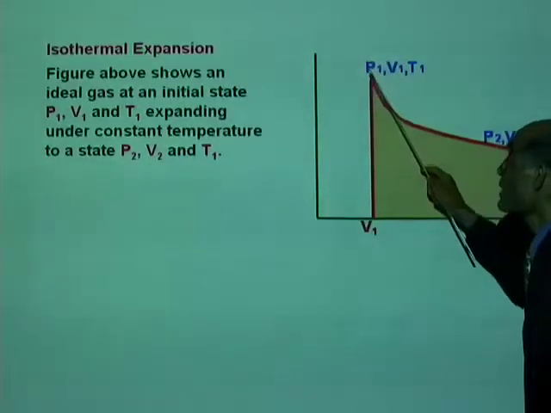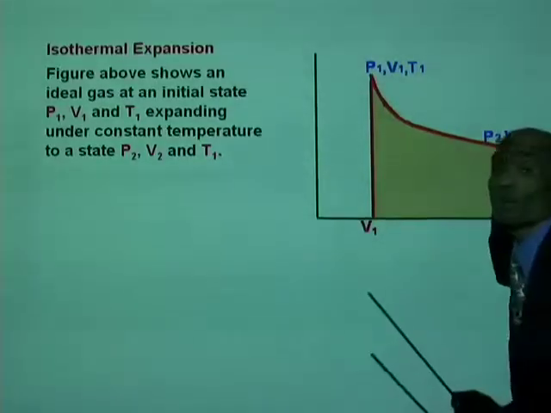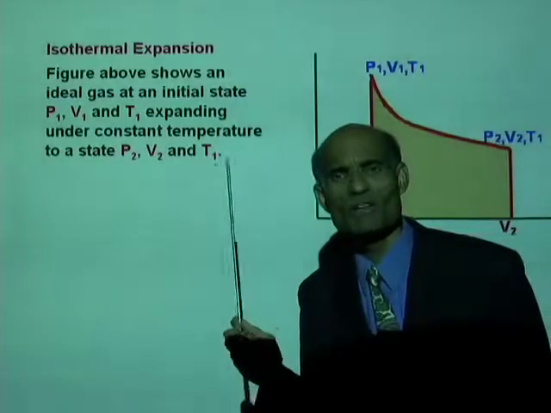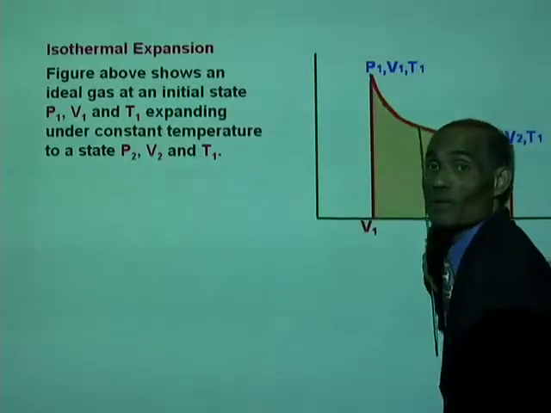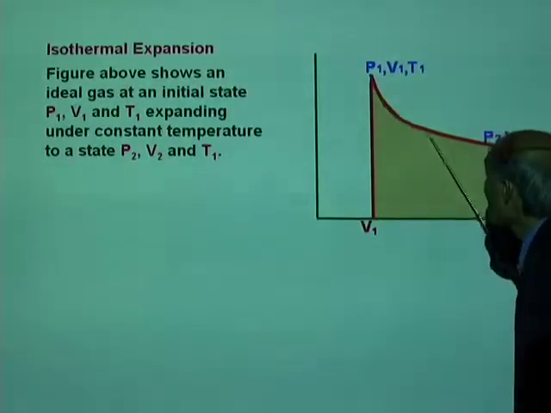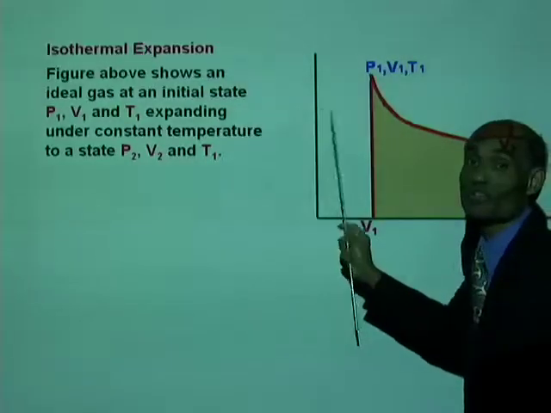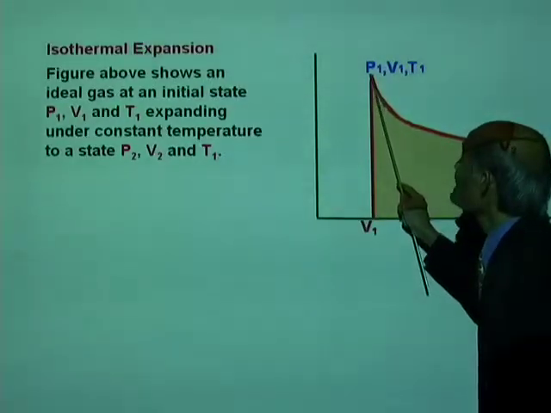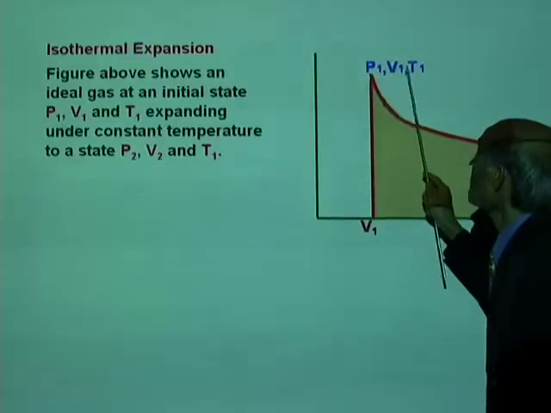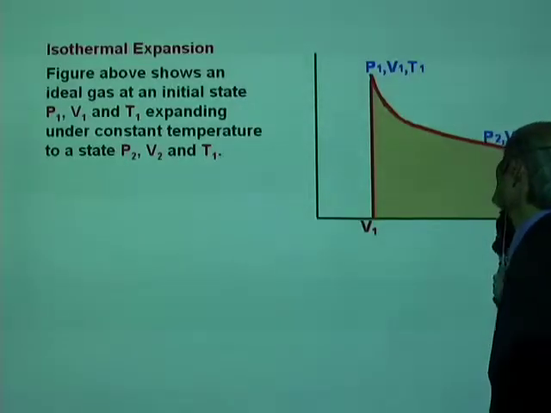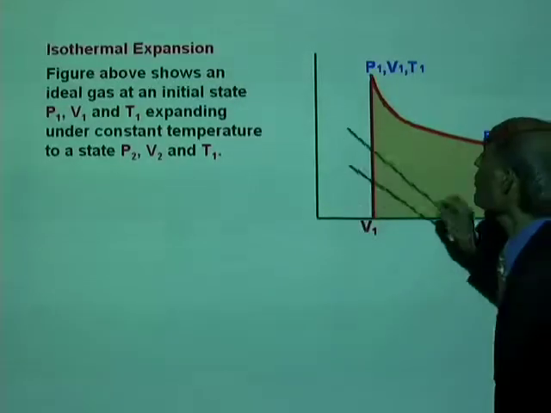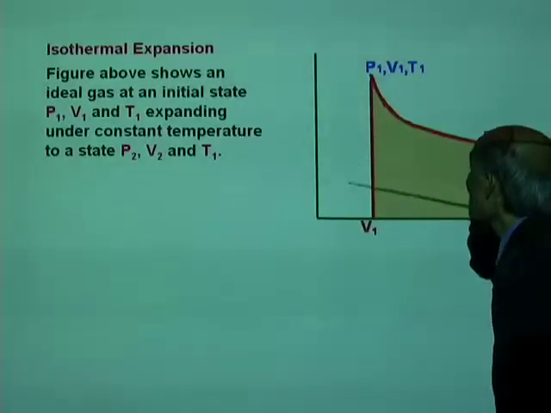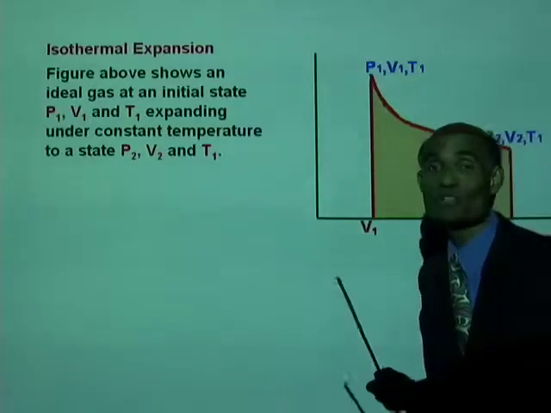You remember this curve when we talked about Boyle's law? What do you call this curve? This curve has a name. This is the isotherm. So this is the isotherm of this gas that expands from a state P1, V1, T1 to a state P2, V2, T1. What is the work done? The work done is given by the area under the graph.